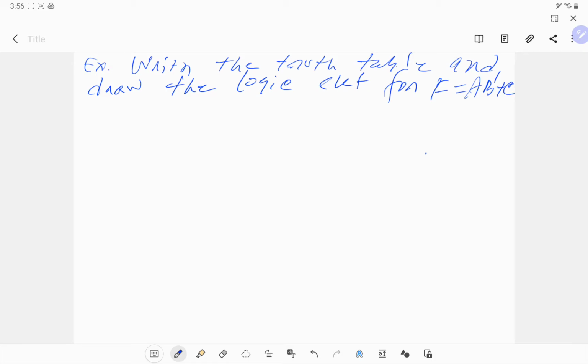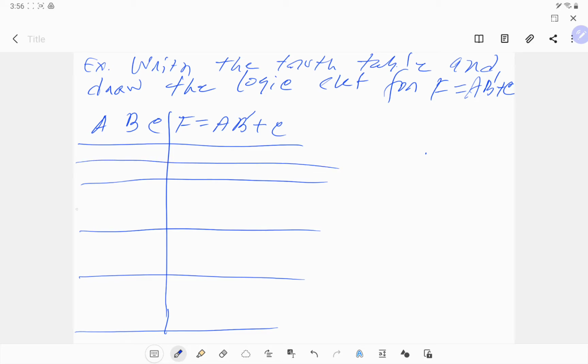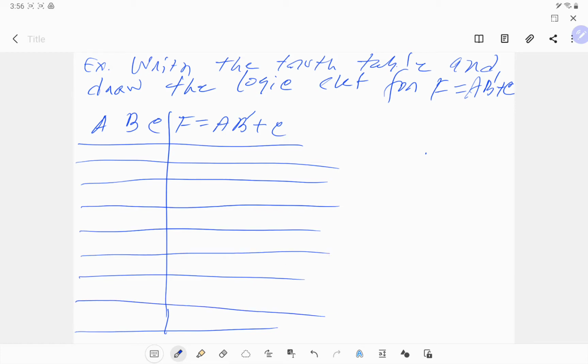Now first we need to find the truth table. It has three variables, and the function is f equals ab prime plus c. How many combinations are possible for three variables? It's 2 power 3, which is 8. So we need 8 rows to represent the truth table: 000, 001, 010, 011, 100, 101, 110, 111.